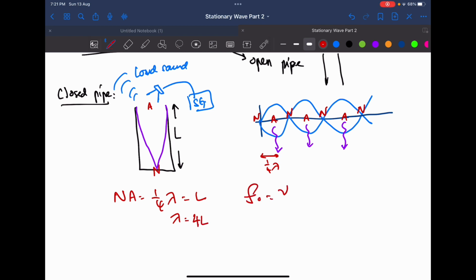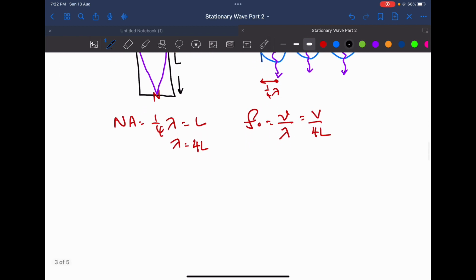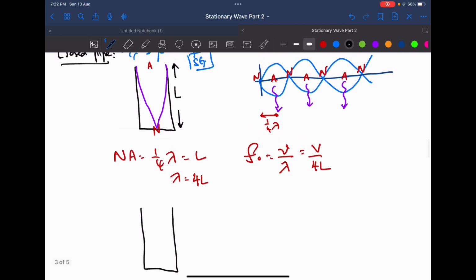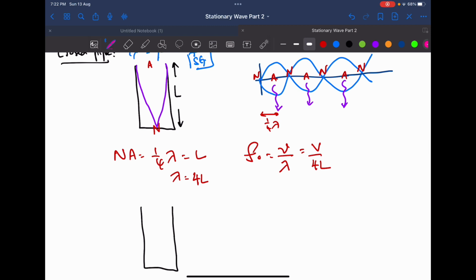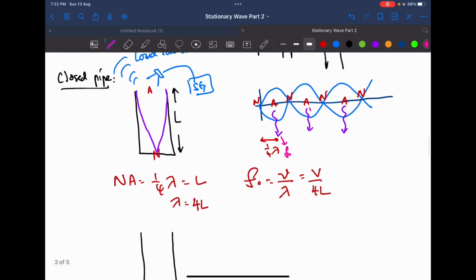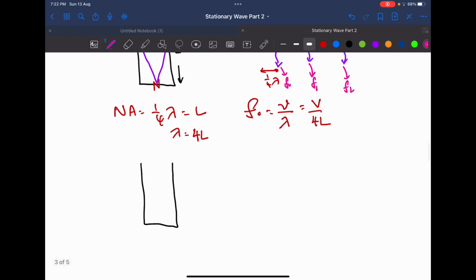Fundamental frequency is V over lambda, because V equals F lambda, so V over 4L. Right, so if we further increase the frequency, we're going to observe the next loud sound over here. This is the first fundamental frequency. This is the next frequency. I'm going to call this F1. This is the next frequency, F2. So what is F1 in terms of F0? This is what we're going to find out.